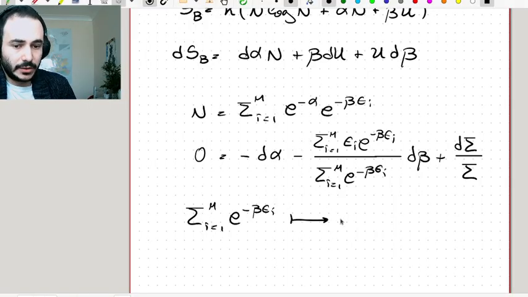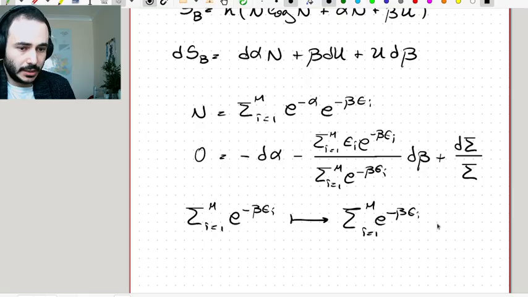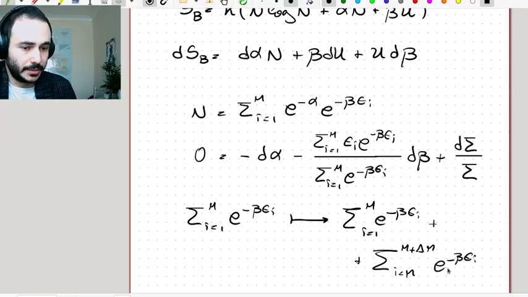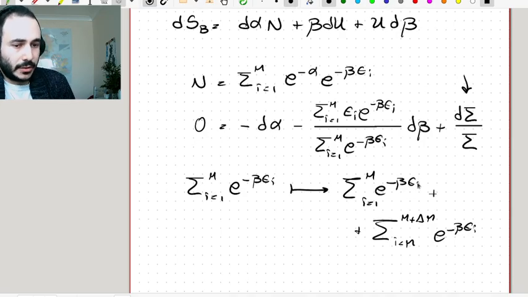So this thing will turn into a sum from 1 to m of e to the minus beta e_i, plus an additional little sum from m to m plus delta m of e to the minus beta e_i. This additional term is what I am representing by the differential of the sum. So that's a change in the sum. And because it's a differential of a logarithm, there is a differential of the sum divided by the sum. That's the same that is appearing here, but instead of differentiating with respect to beta, I'm differentiating with respect to the sum itself, or if you like, with respect to m.